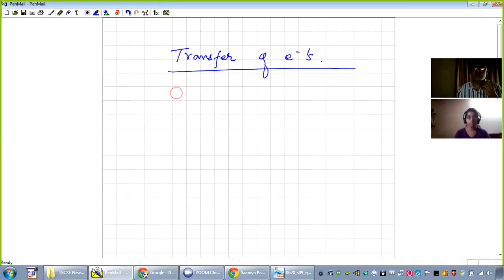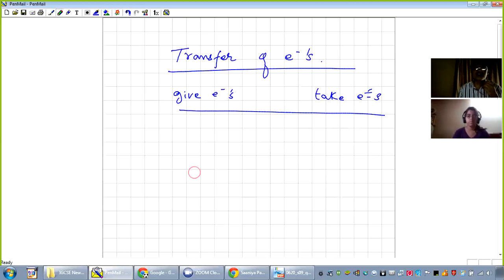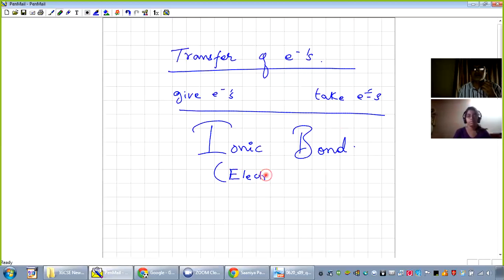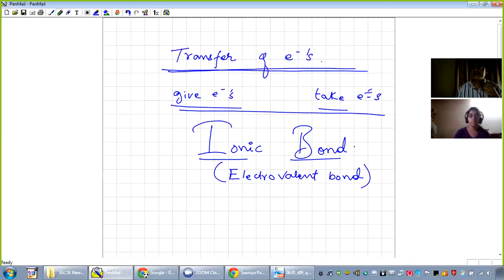One atom will donate or give electrons, and the other atom is going to accept or take electrons. This kind of bond that is produced is known as ionic. There is another name also given to this, that is electrovalent bond. But generally we are going to use this term only, ionic bond, which is produced by transfer of electrons, that is give and take of electrons.